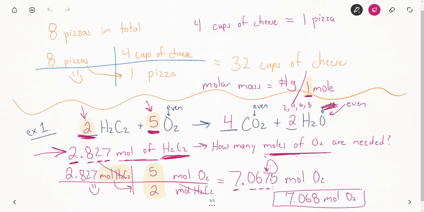The same thing is true in chemistry. Chemistry is just like cooking, we just can't lick the spoon. We want to react and use up all of our acetylene gas as best as we can, but we need to use this balanced equation to figure out how much oxygen I would need to supply. In this case, it gives us an answer, 7.0675 moles of O2. And then once we applied our sig figs, we get 7.068 moles.